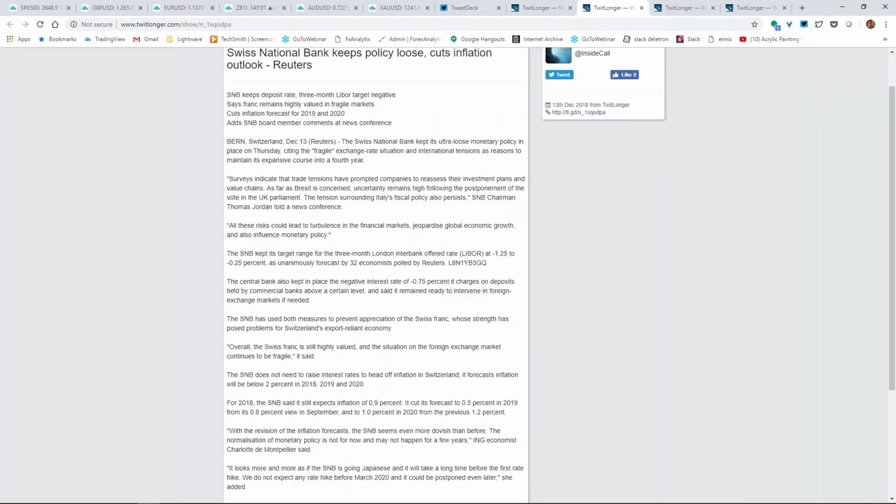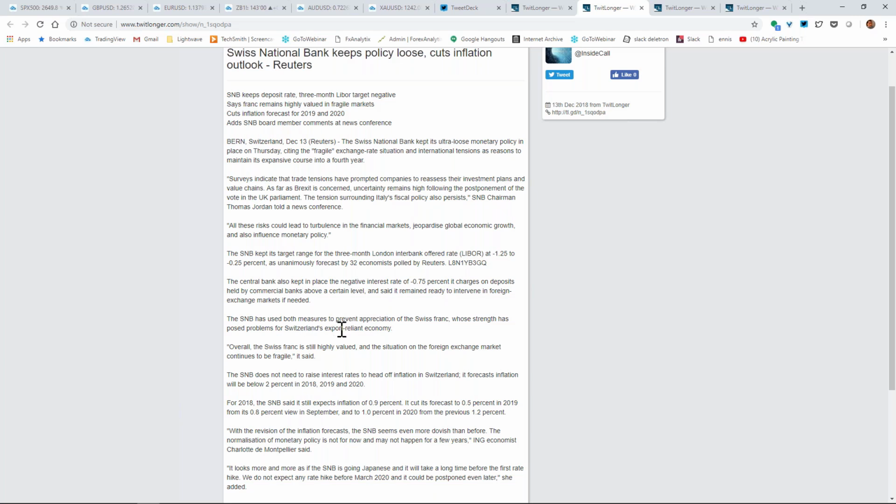And on to the Swiss National Bank, which kept policy loose and cut its inflation outlook. The Swiss National Bank kept its ultra-loose monetary policy in place on Thursday, citing the fragile exchange rate situation. Surveys indicate that trade tensions have prompted companies to reassess their investment plans and value chains. As far as Brexit is concerned, uncertainty remains high following the postponement of the vote in the UK Parliament. The tension surrounding fiscal policy also persists, SNB Chairman Thomas Jordan told a news conference. All those risks could lead to turbulence in the financial markets and jeopardize economic growth. The central bank also kept in place a negative interest rate at minus 0.75%. It charges this on deposits held by commercial banks above a certain level.